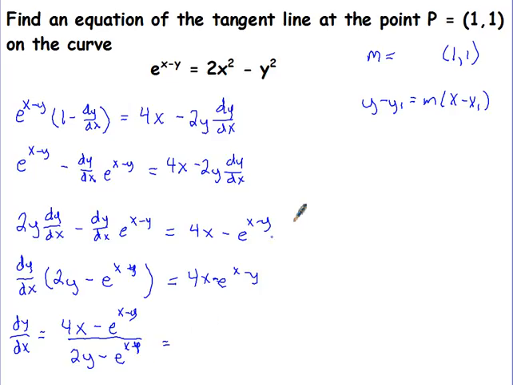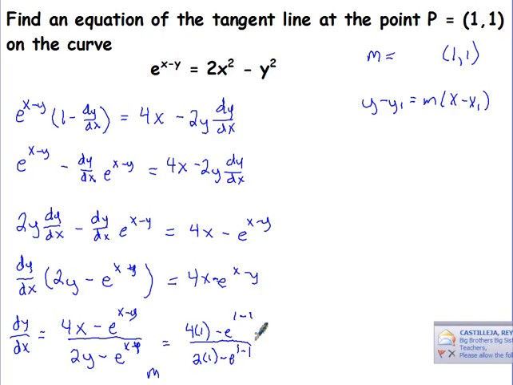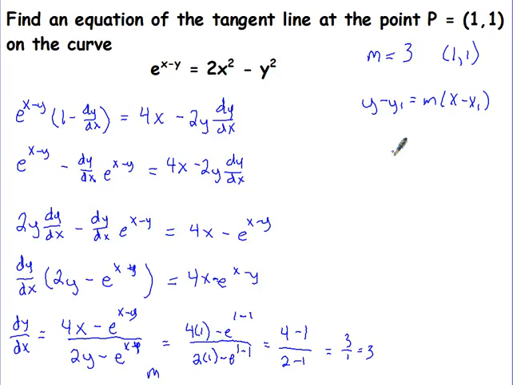And again, you have your point, (1, 1), so this is your slope, your m, equals 4 times 1 minus e to the 1 minus 1, over 2 times 1 minus e to the 1 minus 1. 1 minus 1, of course, is 0. So this is e to the 0. Anything to the 0 power is 1. So I have 4 minus 1. Same thing on the bottom: e to the 0 is 1, so 2 minus 1, which is 3 over 1, which of course is just 3. So my m is 3. So my slope is 3.